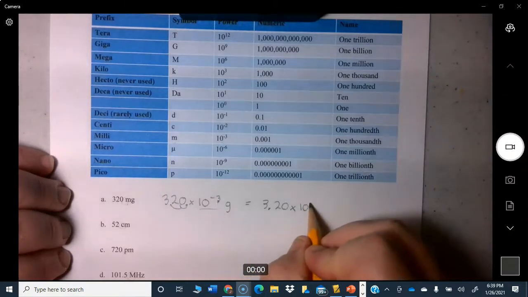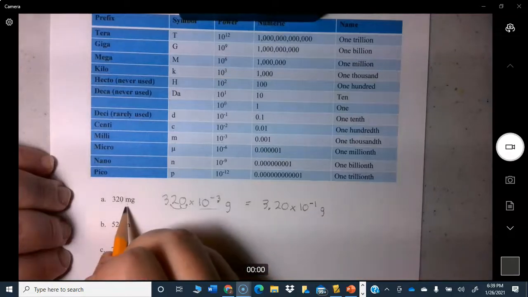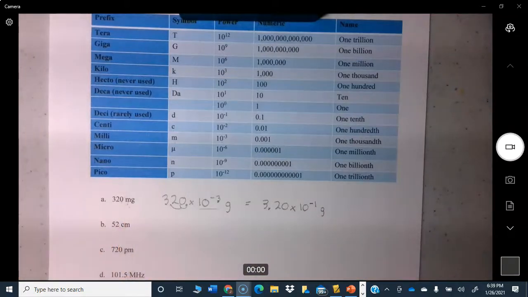So that's going to be to the -1. And again, you just put grams at the end, whatever that unit of measure is, okay? All right, let's do another.